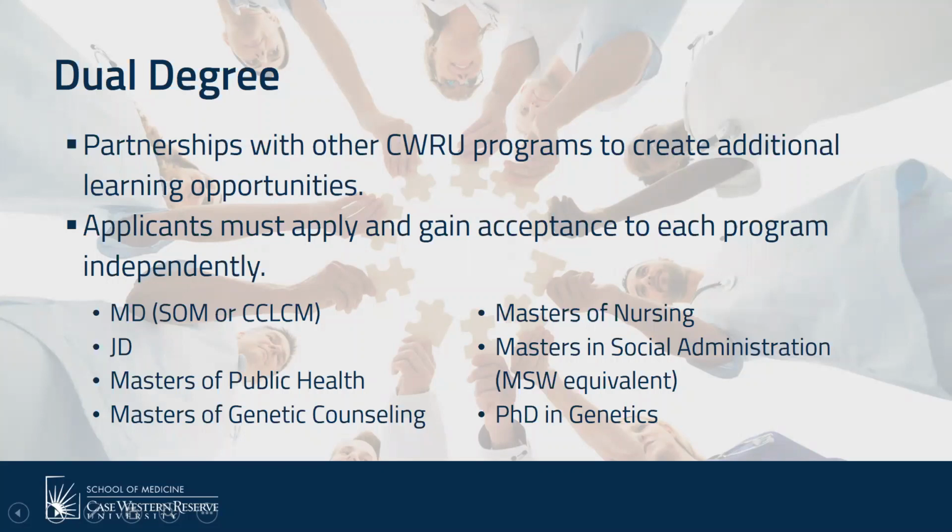If you're interested in a dual degree program, the best thing you can do is to reach out to us to better understand the requirements and to better understand the application process to each program, because each has a different set of requirements, each has a different process. The timeline for applying to the MD program is different than the JD program, than the PhD in genetics. So if you're interested in these dual degrees, I highly recommend reaching out to us. We'll have our contact information at the end of the presentation.